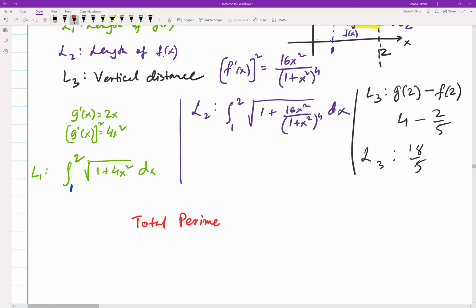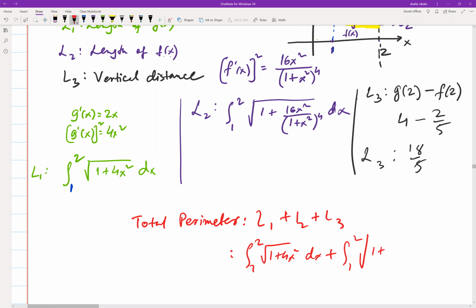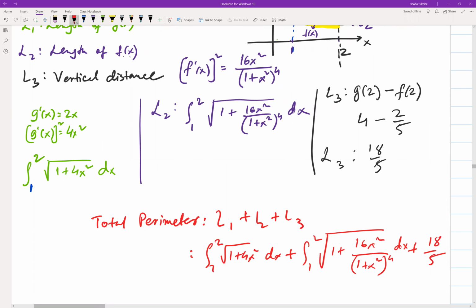would be L1 plus L2 plus L3. So it would be the integral from 1 through 2 of the root of 1 plus 4x squared dx, plus the integral from 1 through 2 of the square root of 1 plus 16x squared all over 1 plus x squared raised to the 4 dx, plus 18/5. That would be your total perimeter. You're not asked to solve this at this point. We do not know how to solve them, but you are asked to only do the setup, but do not evaluate.